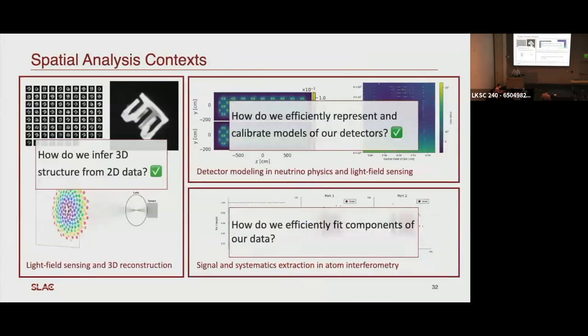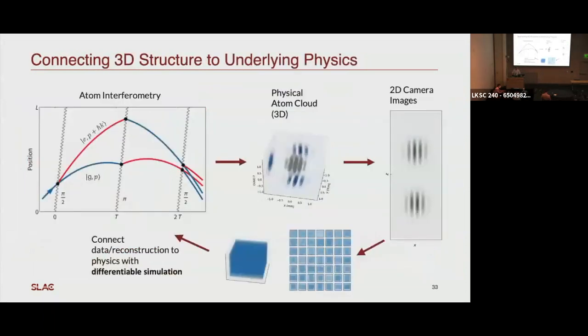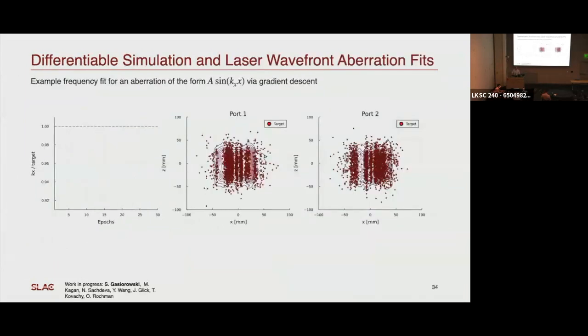And so just one last related thing to this is that I mentioned we'd have this 2D to 3D, which we mostly solved. And then we mentioned that we are doing this in order to connect back to the underlying physics. And the way that we are thinking about doing that is, again, with differentiable simulation. But in this case, it's more along the lines of fitting a signal component as opposed to fitting a parameter of a detector. And so this is just, not going into any details here, an example of a fit of a particular component of signals within atom interferometry.